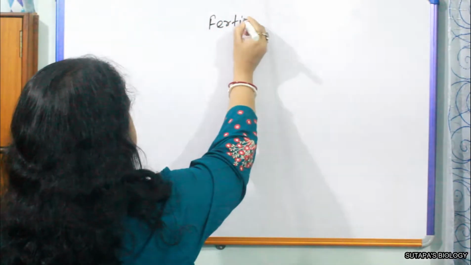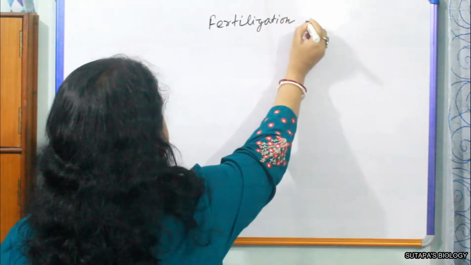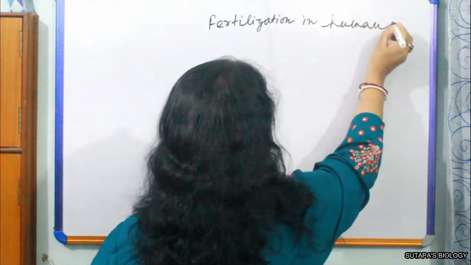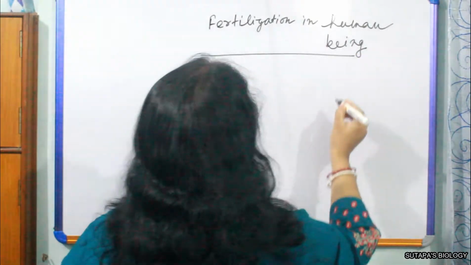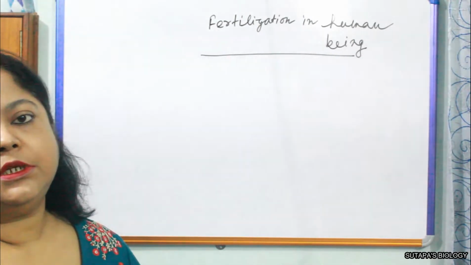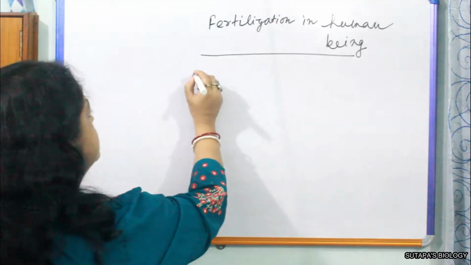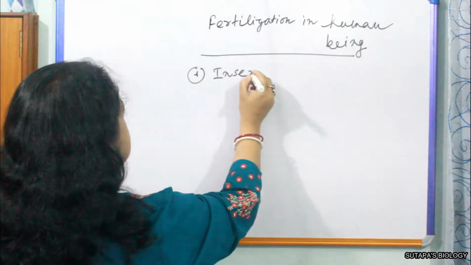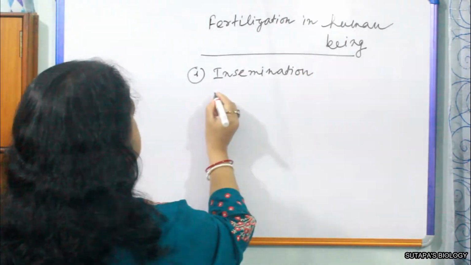So starting fertilization in human being. During the copulation, the sperms get deposited in the vaginal tract of the female. So first is deposition, the insemination. We can say it insemination, that is the deposition of semen or sperm in the vaginal tract.